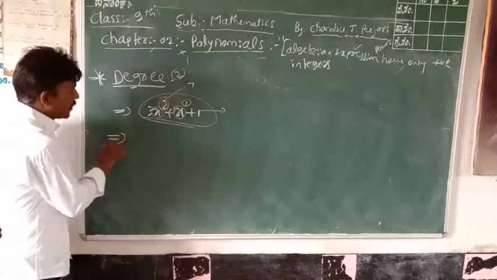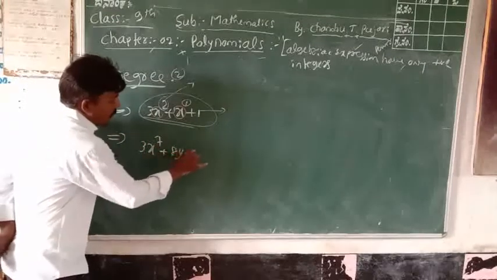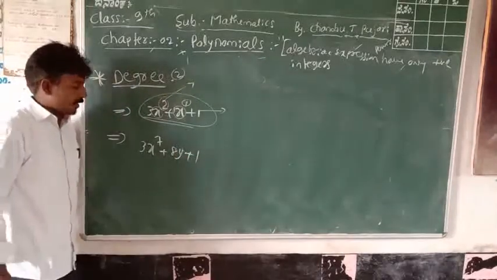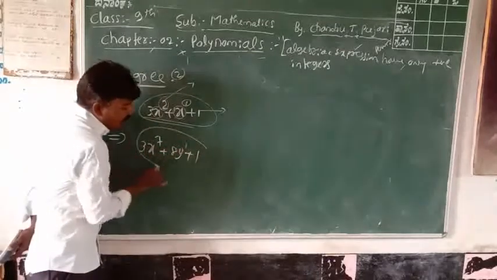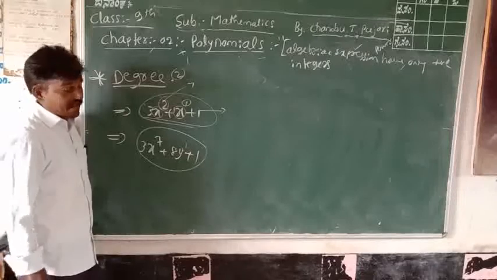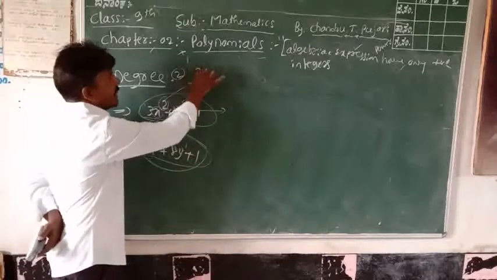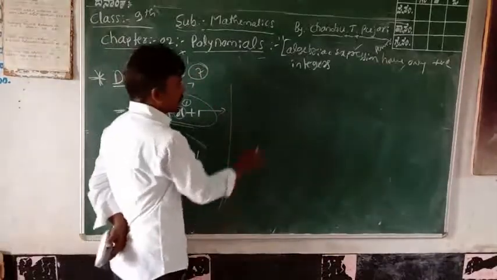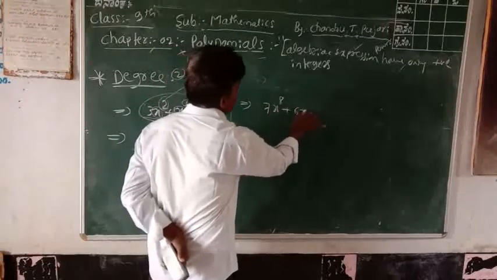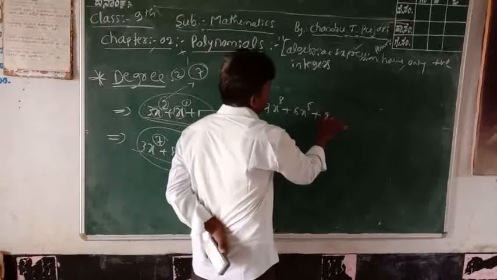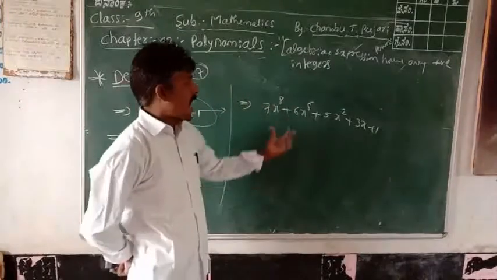The next second example, 3x raised to 7 plus 8y plus 1. I am comparing between these two: x raised to 7, y raised to 1. In this algebraic expression, which one is the highest degree? The 7 is the highest degree. Therefore, this algebraic expression's degree is 7. Third example, 7x raised to 8 plus 6x raised to 5 plus 5x squared plus 3x plus 1. This is also one algebraic expression.